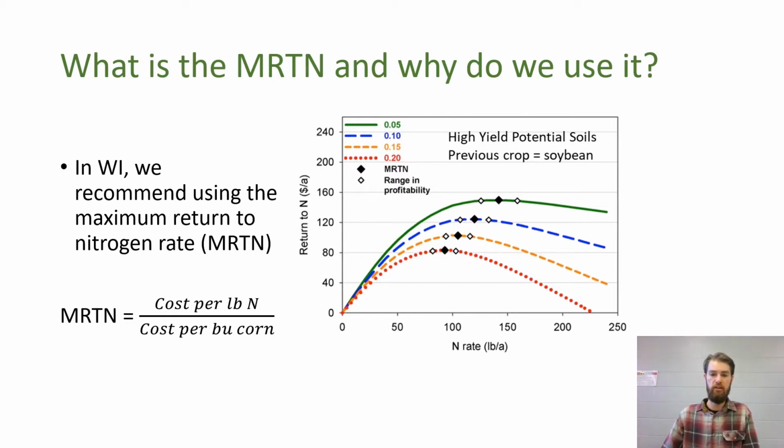So this is kind of demonstrated in this figure. When we have a really small difference, when we're spending more for nitrogen or our commodity prices are lower, the return that we're going to get per dollar of nitrogen spent is going to be lower, so our recommended N rate is also going to be lower. When the difference is great, we're going to see more return for spending money on nitrogen, and therefore the recommended rate is going to be higher.